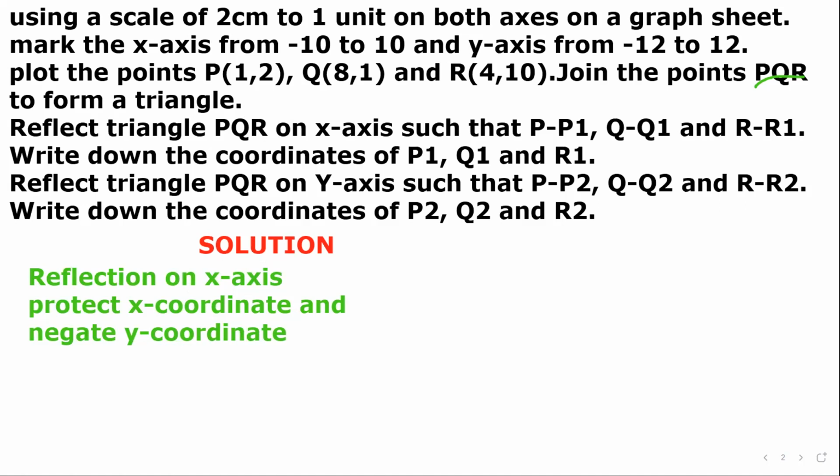So let's assume the point P here is formed by 1 and 2, okay, the P1 will be, you are protecting the x coordinate, so you write the x as 1 and then you negate the y coordinate, that will be the -2, okay, good.